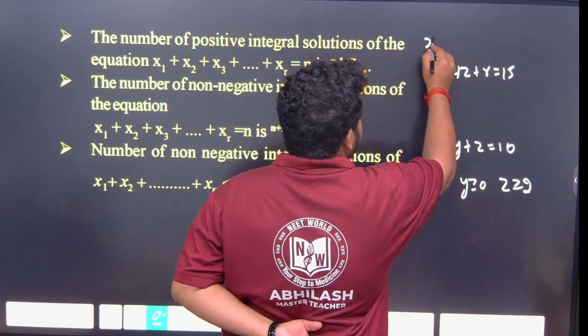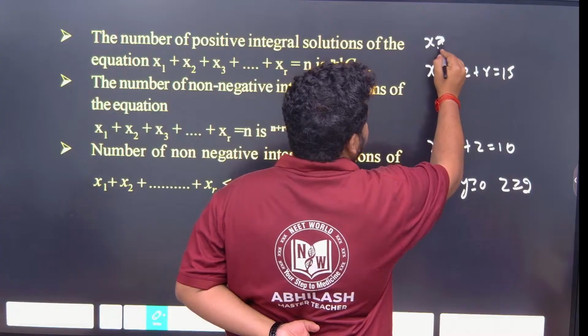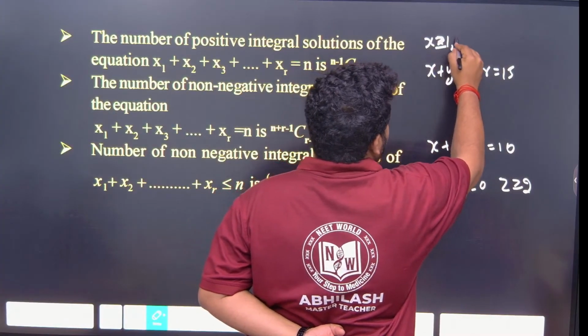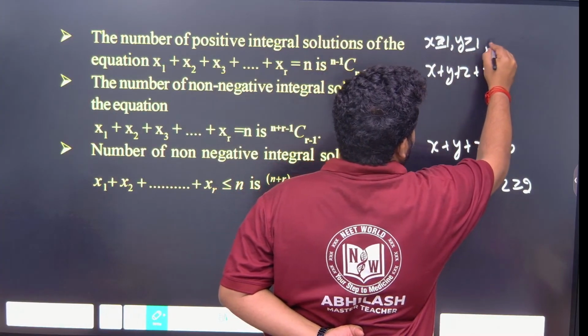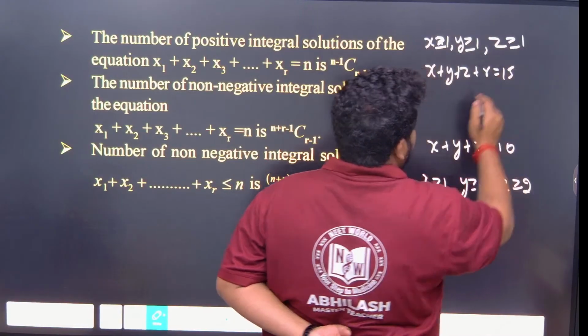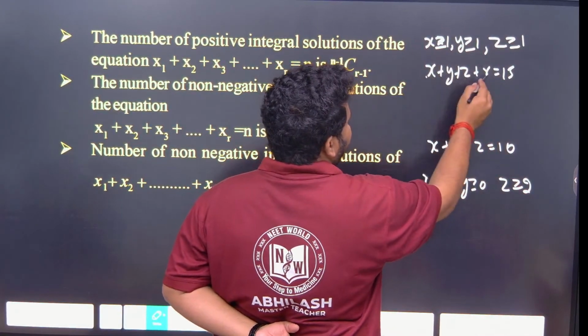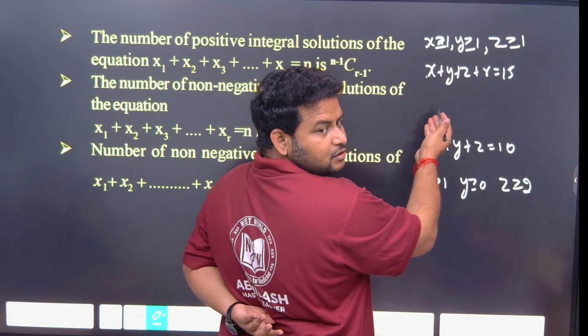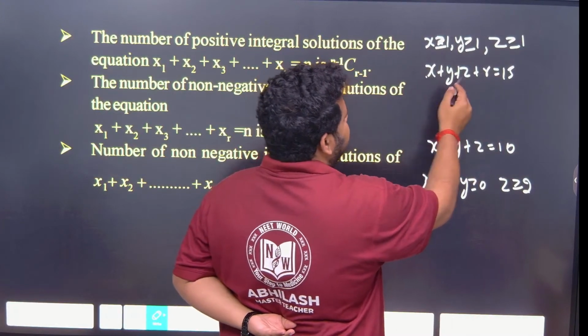You can write it as x greater than 0, or as greater than or equal to 1. And also y should be greater than or equal to 1, and also z should be greater than or equal to 1. So here, 1 2 3 4, the r value is 4.